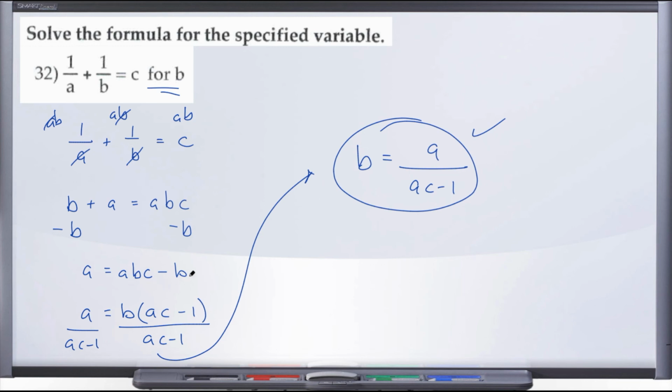And by doing that, B, what we're solving for, became the GCF. So we were able to factor it out. And once we factored it out, we could divide by what was left. So what was left goes away. And we end up with just B all by itself, which is exactly what we wanted. And so B equals A over AC minus 1.